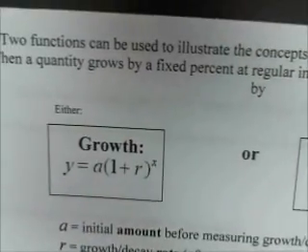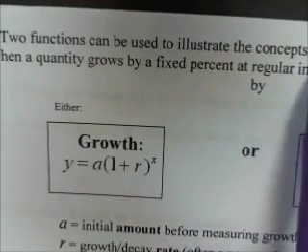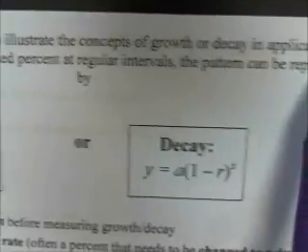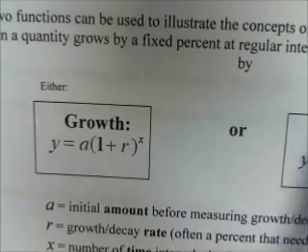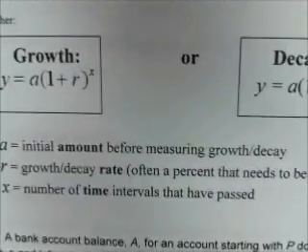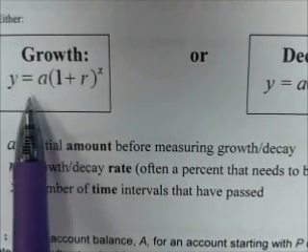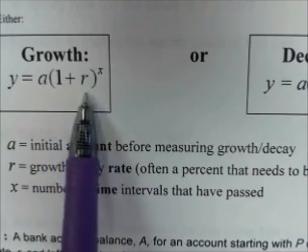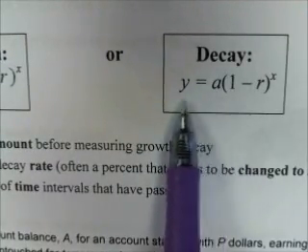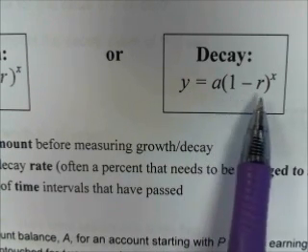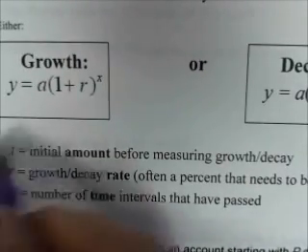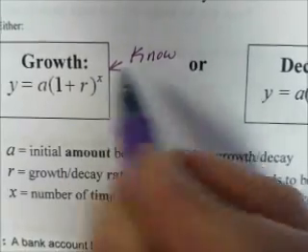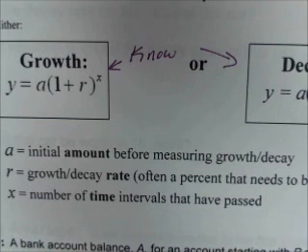Next page. Two functions can be illustrated by concepts of growth or decay in applications. When a quantity grows by a fixed percent at a regular interval, the pattern can be represented by either growth, when you have y equals a times the quantity 1 plus r to the x, or decay, y equals a times the quantity 1 minus r raised to the x. You have to know these two formulas. So memorize.